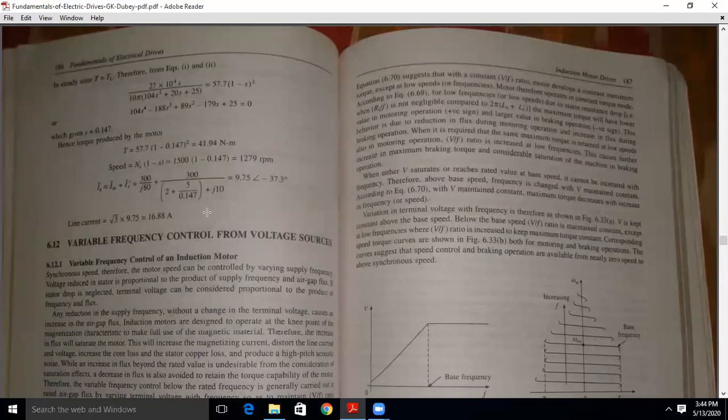So hope you understood this. The very important examples are those based on plugging and braking of the motor, and the example based on transient analysis. So thank you.